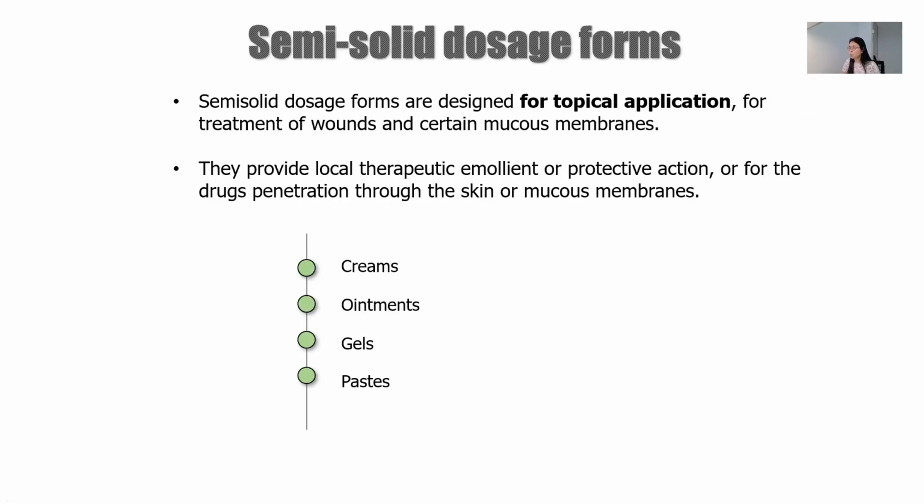Next we go to another type of dosage form, which we call semi-solid dosage form. Semi-solid dosage forms are designed to administer drugs for topical application, meaning applied on the skin. We can use them to treat wounds or any conditions associated with the mucous membrane. They can provide local therapeutic, emollient or protective actions. Emollient means hydration, or for the drugs to penetrate through the skin or mucous membrane and take action from there. Examples of semi-solid dosage forms are creams, ointments, gels, and also pastes.